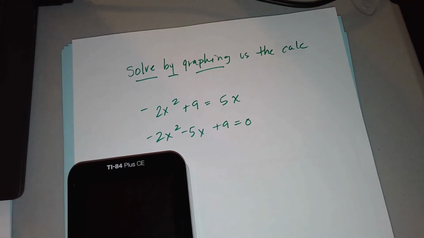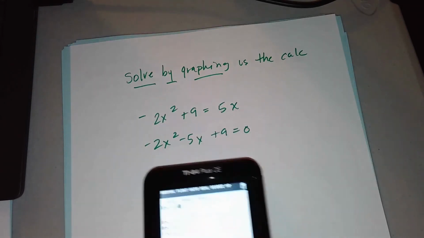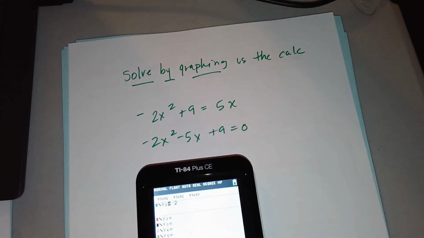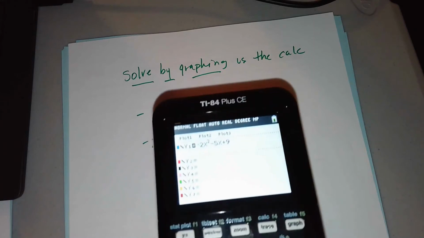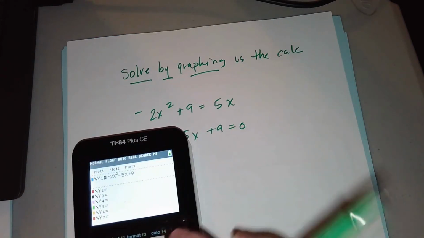Next, you're going to grab your calculator, and I'm going to erase this out of here. What I'm going to do is enter this equation into my graphing calculator: negative 2x squared minus 5x plus 9. All I'm doing is entering that into my y equals. I'm going to hit graph.